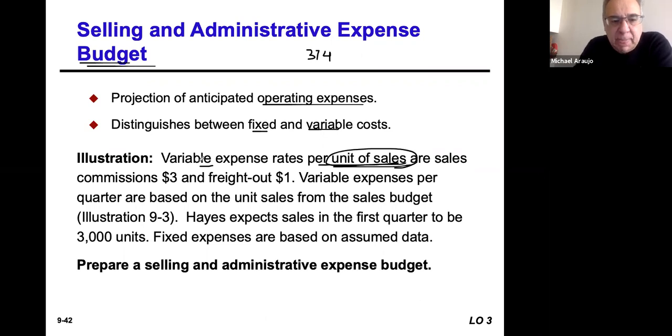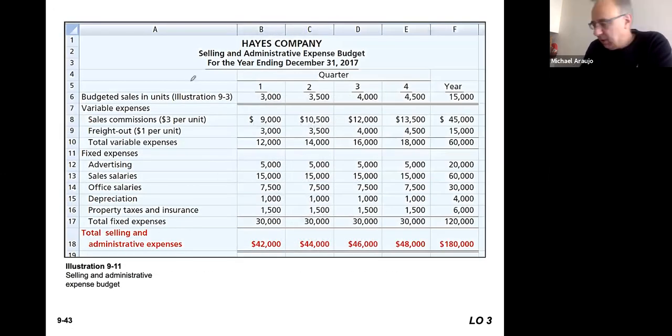That tells you, right? So we've got commission. Sales commission is $3 per unit. Freight is $1 per unit. Variable expenses per quarter are based on the unit sales from the sales budget. So this is the previous illustration from Learning Objective 2. Hayes expects sales to be 3,000 units in the first quarter. Fixed expenses are based on the assumed data. So it says here, let's prepare this particular budget, which is also on page 374.